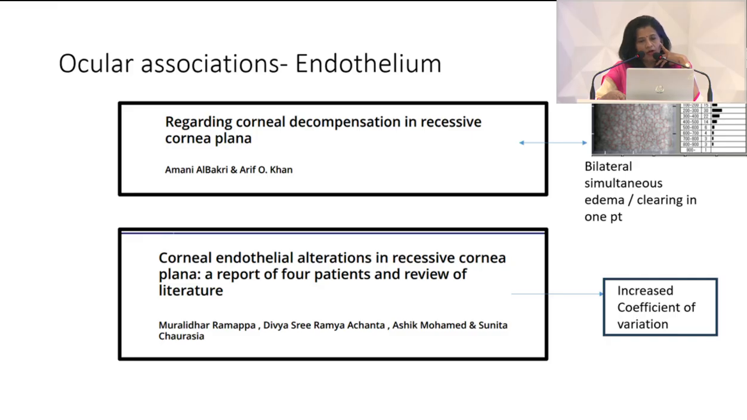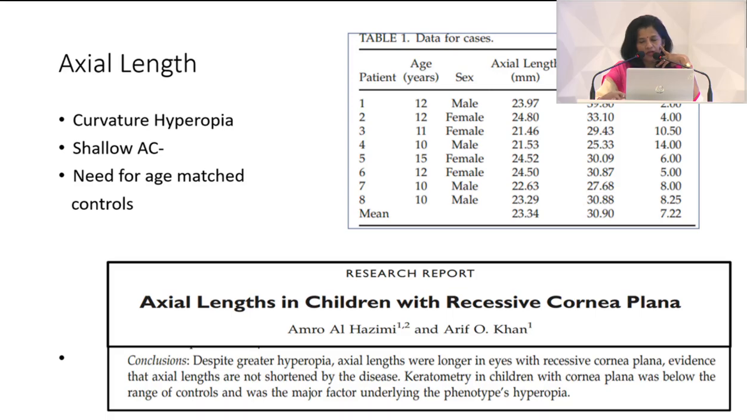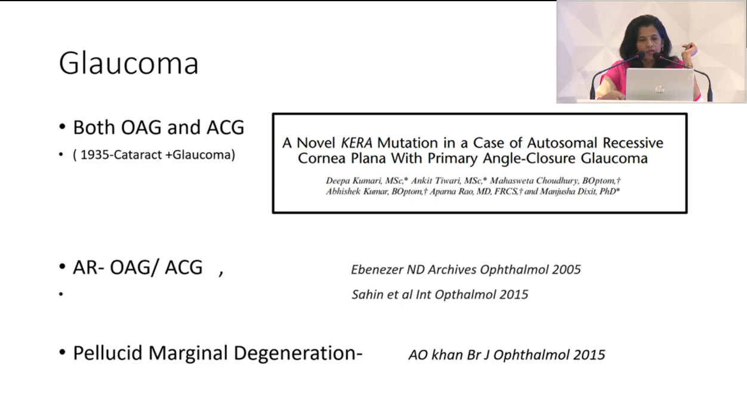And it's important to temporarily take specular microscopy, because they can be associated with decompensations and also show lower coefficient of variations. And most of them have been associated with normal axial length, but we need more data to see what is the actual axial length in these different geographical variations of this particular condition. So glaucoma, both open angle and angle closure glaucoma, has been noted. That is why another important thing is to follow these children. And ectasia has also been noted.